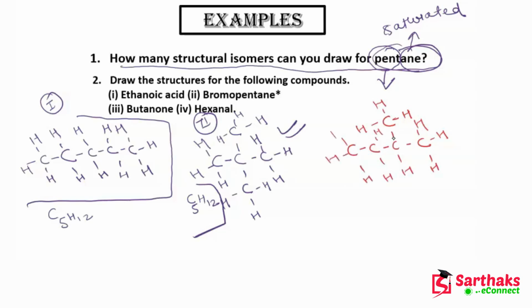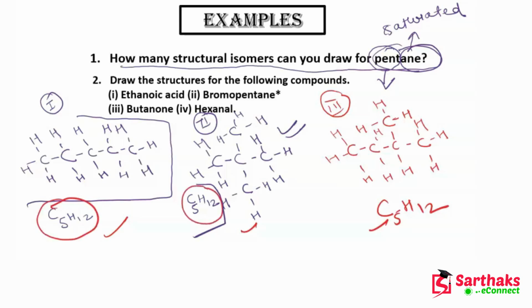Okay guys, so this is again the structure of C5H12, and you can also count 1, 2, 3, 4, 5, 6, 7, 8, 9, 10, 11, 12. So this is again C5H12, and these are three possible structural isomers of pentane. This is first, this is second, and this is third. Here in these three cases you can observe that the molecular formula is C5H12, but the structure is different.